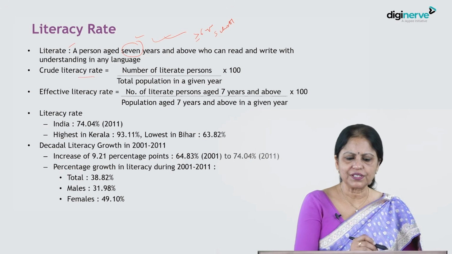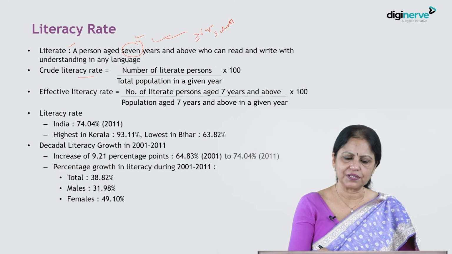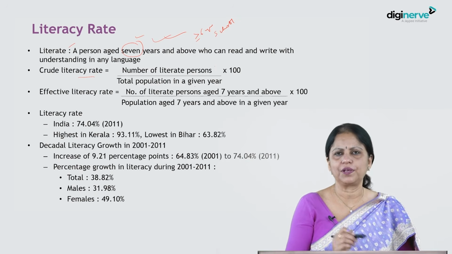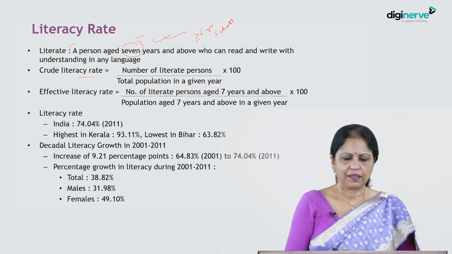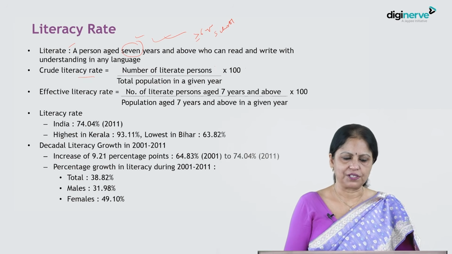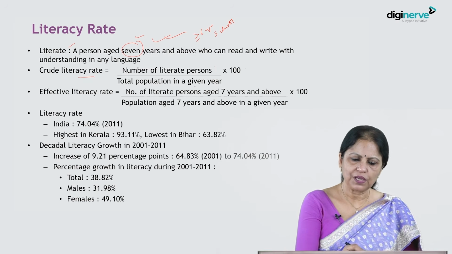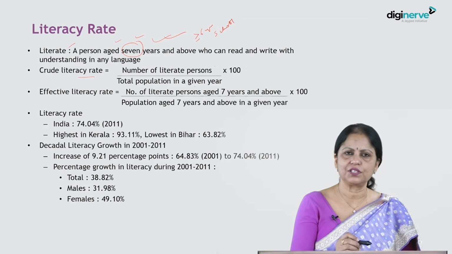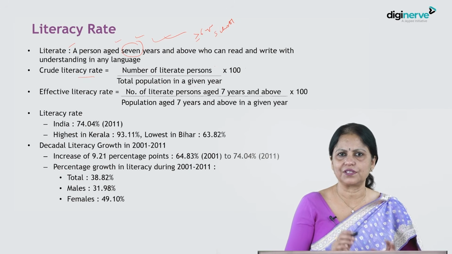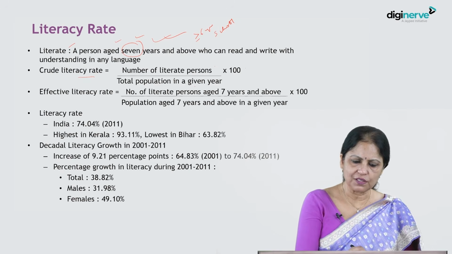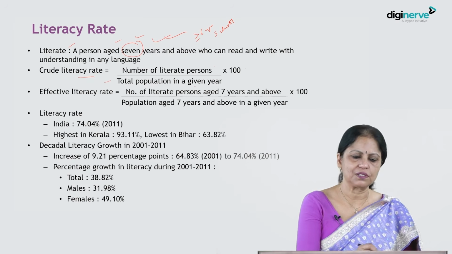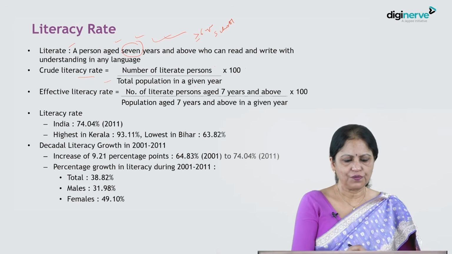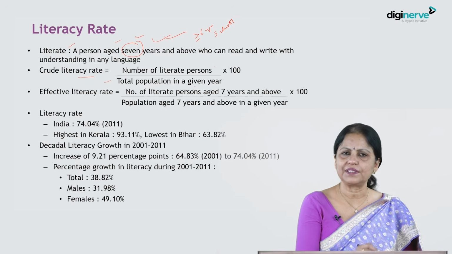So crude literacy rate is the number of literate persons expressed as a percentage of total population in a given year, that is the estimated mid-year population. But we do not consider 0 to 6 years in the literacy definition, while here the total population includes that. So this is the crude literacy rate. So we have to convert it into the effective literacy rate.